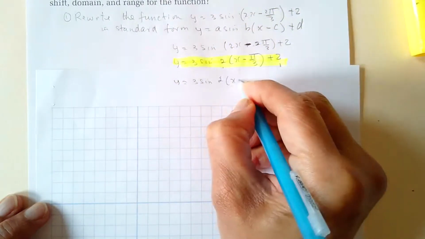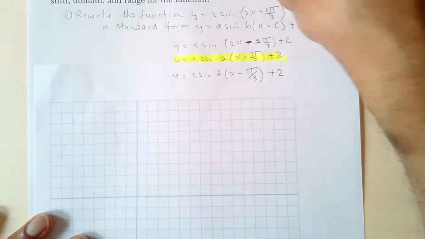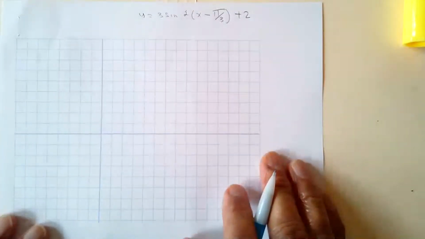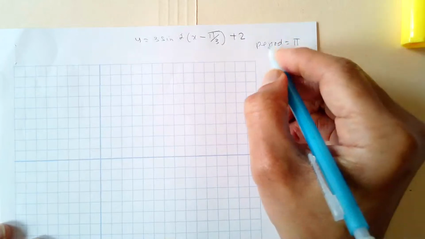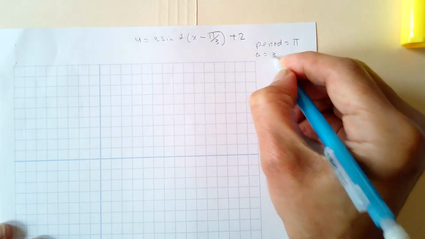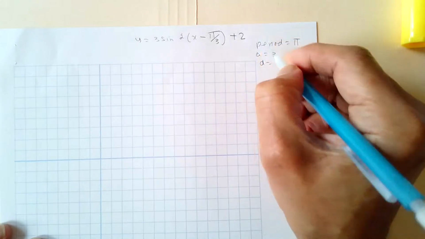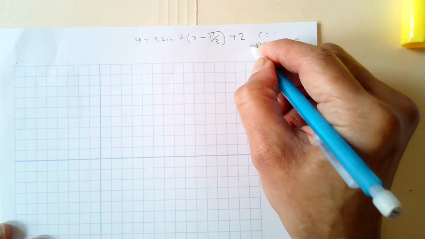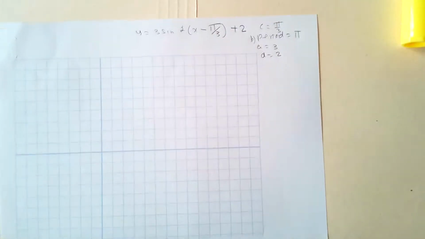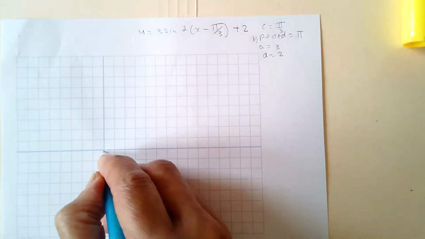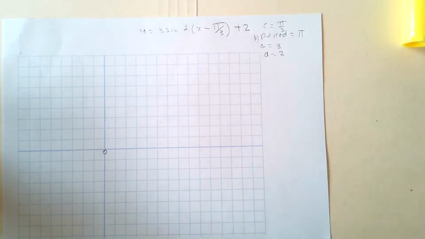Three sine 2x minus pi over 3, plus 2. Okay, so we know the period. The period now is equal to pi, the amplitude is 3, the midline is 2, and our phase shift, C, is our phase shift, which is equal to pi over 3. So we'll go ahead, step 1, and we'll do a sketch of your sine function.